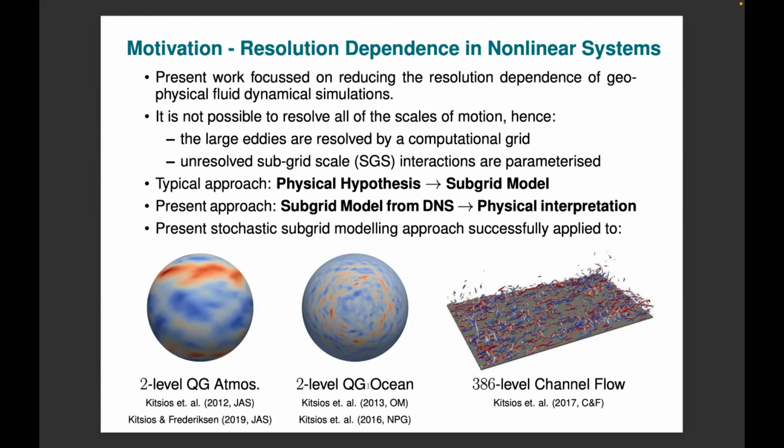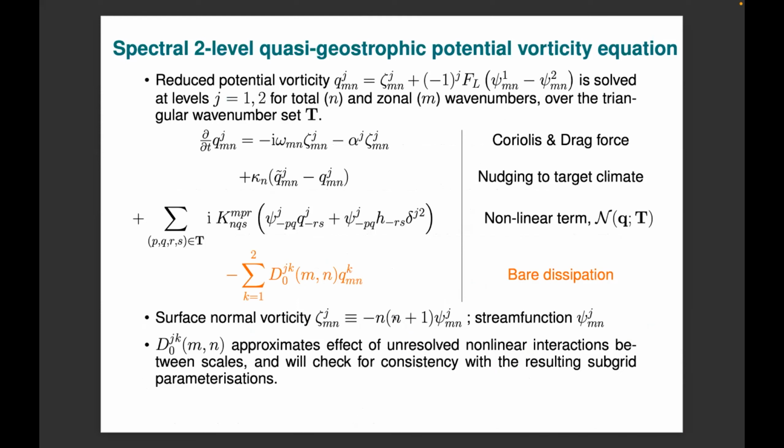We do the opposite. We calculate the subgrid coefficients from a high resolution reference direct numerical simulation, from which we can then make physical interpretations concerning the direction of energy transfers. This has been a successful approach in previous studies with application to two-level quasi-geostrophic atmospheres, oceans, and 386 level turbulent channel flows. Today, we're going to be revisiting the ocean case, specifically an Antarctic circumpolar-like flow with realistic bathymetry. We're going to use a spectral code to simulate the flow today. It's a two-level quasi-geostrophic potential vorticity equation solver.